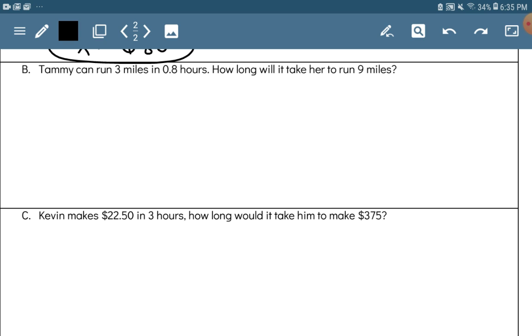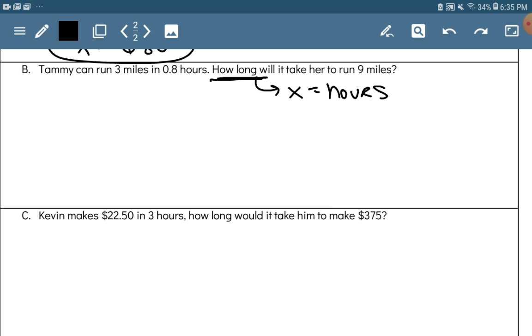So the first thing I'm going to do is look at my question. It's asking me how long. That's what I'm trying to find. I don't know how long. So my variable, I'm just going to use x. A length of time that we're using here is hours. So my variable is going to be hours. If you wanted to use x or h or any other letter, it would work.